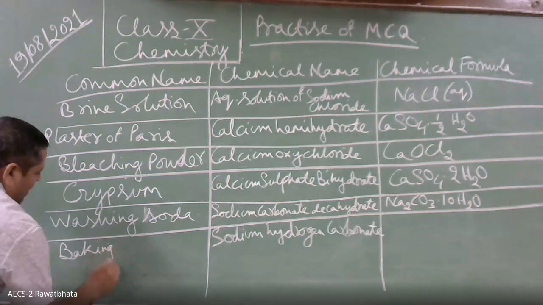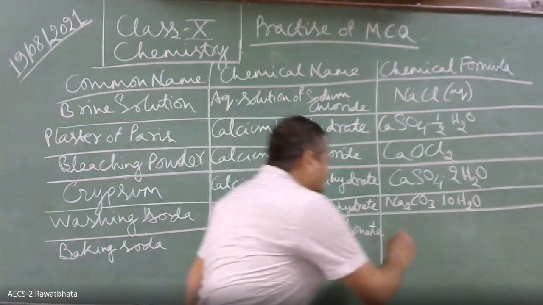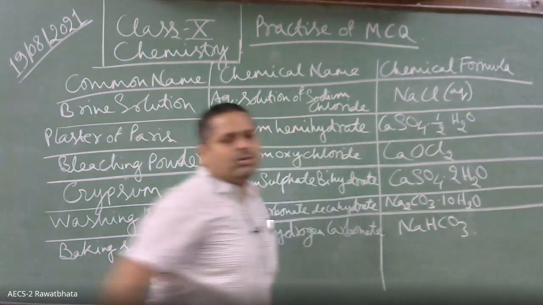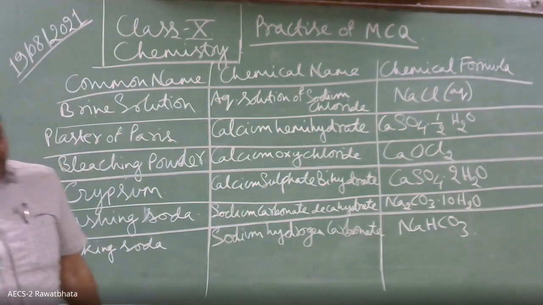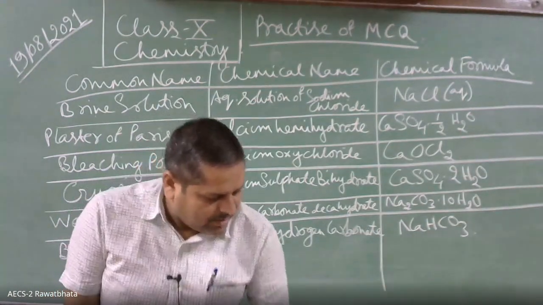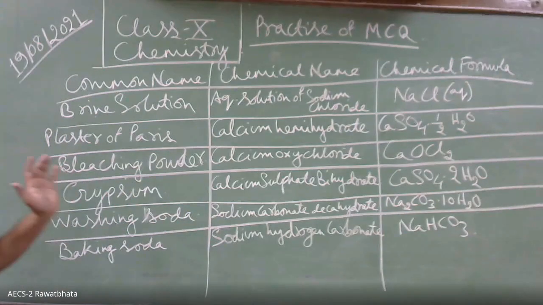And what is its chemical formula? NaHCO3. Okay, NaHCO3. Very good. Well done. So these are the chemical names and chemical formulae. Okay, children, any problem? No, sir. Now, shall I rub the board? Yes, sir.